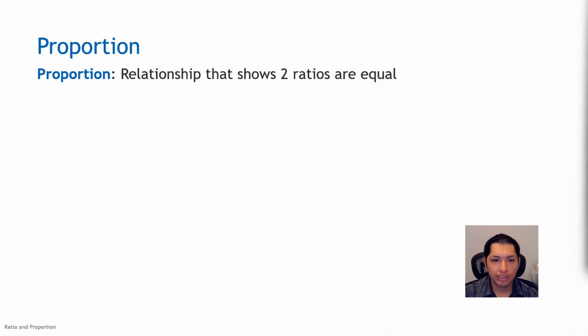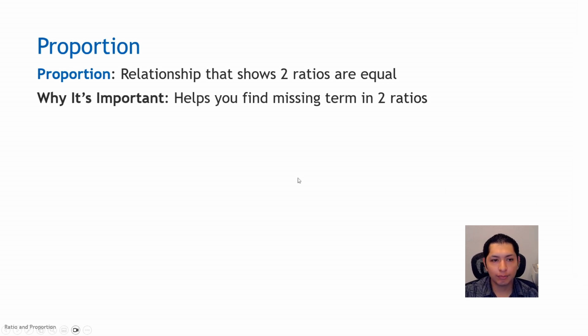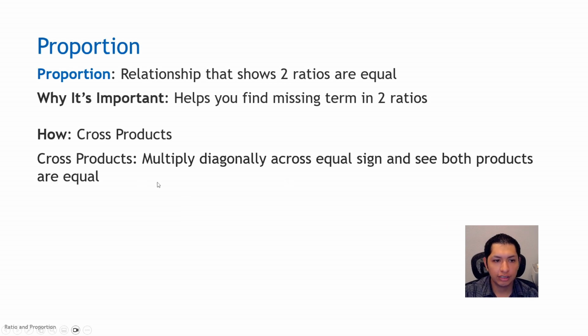A proportion is a mathematical relationship that shows that two ratios are equal. Why is it important to know about proportions? Because it will help you find the missing term when you are provided with two ratios. The way that you find the missing term is through a method called cross products. And cross products means that you multiply diagonally across the equal sign and see both products are equal.